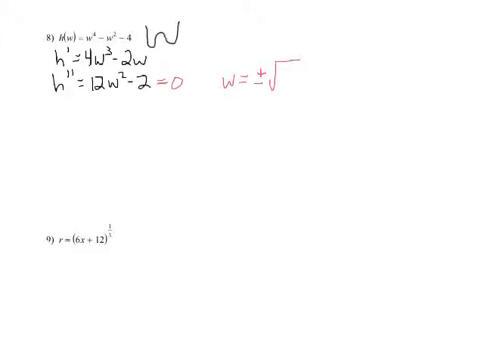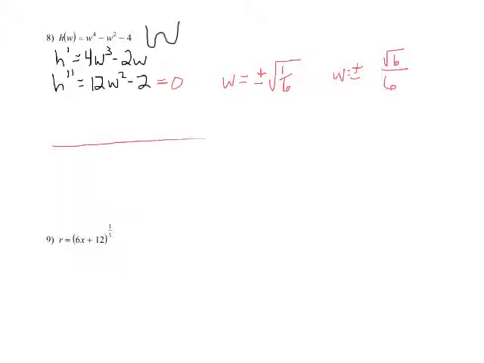Looks like we have a fourth degree polynomial, so we'll probably get something which looks roughly like that. So I'm predicting 2 intervals of concave up and 1 interval of concave down. So let's start by finding our derivative. h prime is 4w cubed minus 2w, and then h double prime is going to be 12w squared minus 2. And if we want to set this equal to 0, we will move the 2 to the other side and we'll get w is equal to plus and minus root 1 over 6. Or if you wanted to, you could say plus and minus root 6 over 6, like that.